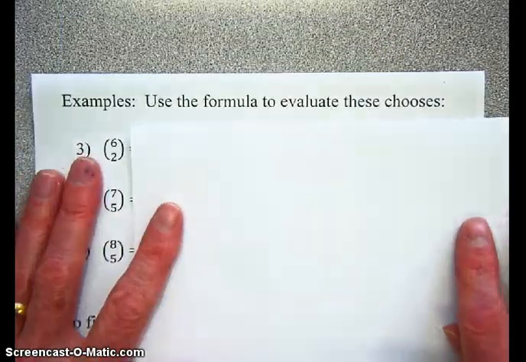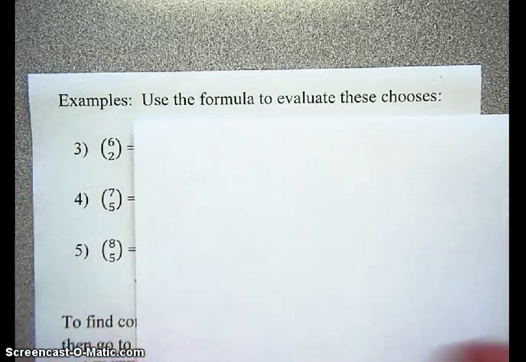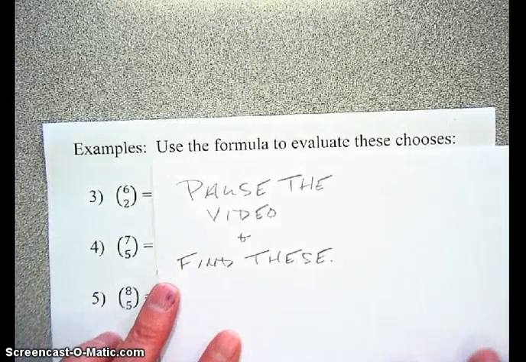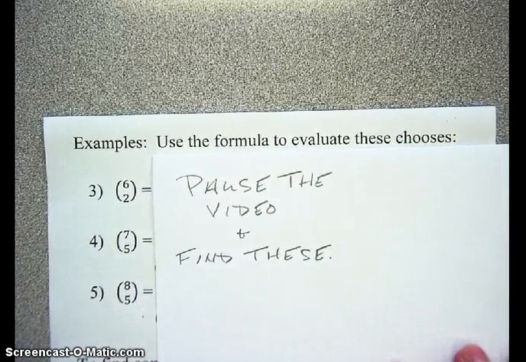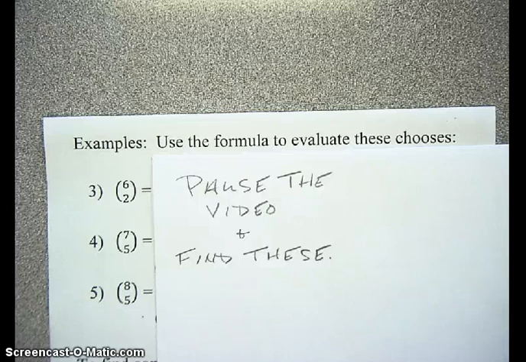Now you can try a few on your own. We have 3 chooses here: 6 choose 2, 7 choose 5, and 8 choose 5. You can pause the video and find those using the formula, and then we'll come back in a minute and see how you did.